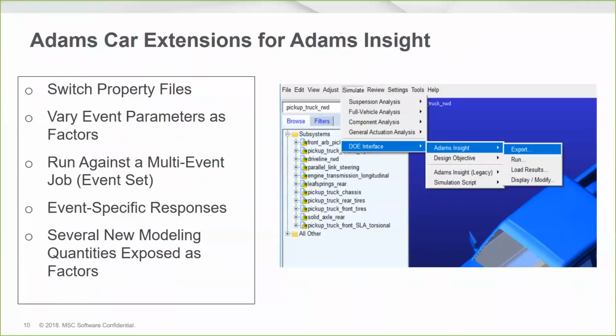That's particularly powerful if you're looking at trade-offs between characteristics of the vehicle that may show up in multiple events. So I may want to have a response that comes from one event and another response that comes from a different event. So the experiment in Insight is really just running that event set, and then looking at the responses in that event set. So it's a really nice way to get a multi-event experiment in Adams Insight. A number of other things have been added: some event-specific responses are now available within Adams Insight, and a number of new modeling quantities are also exposed as factors. So a few more things exposed as factors and responses for Insight.